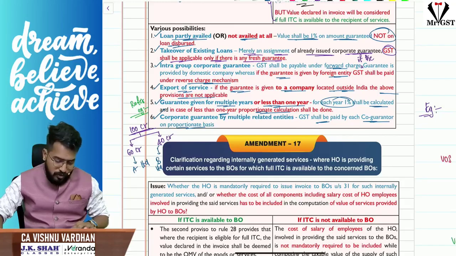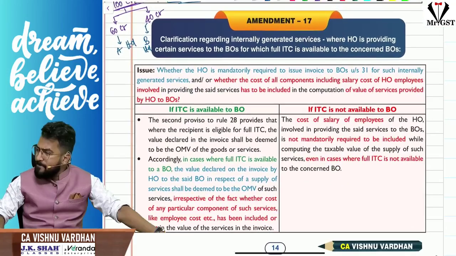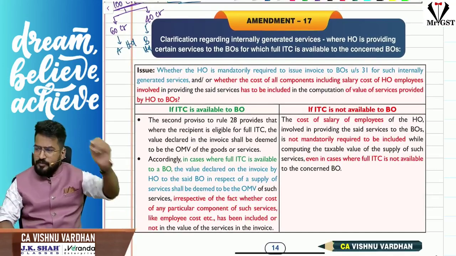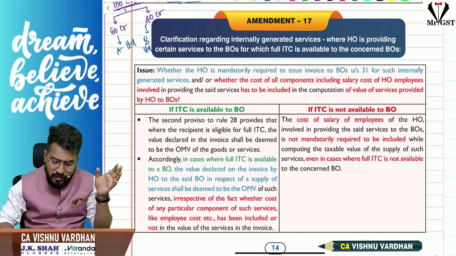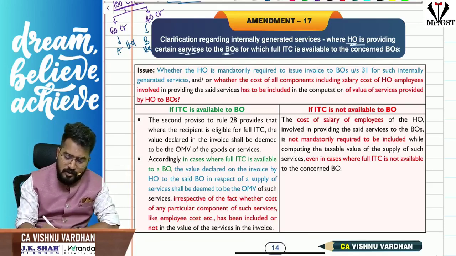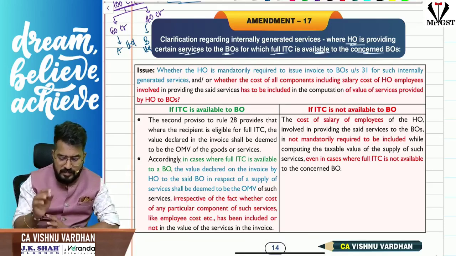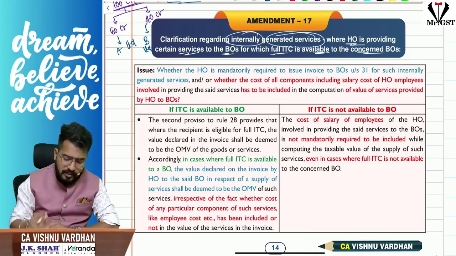So let us move on to the next clarification. So the next one, if you see, is the clarification regarding the services provided by head office to branch offices. See, where the head office is providing some services to branch offices, for which full ITC is available to the concerned branch offices. There are internally generated services, and for that there are invoices issued.